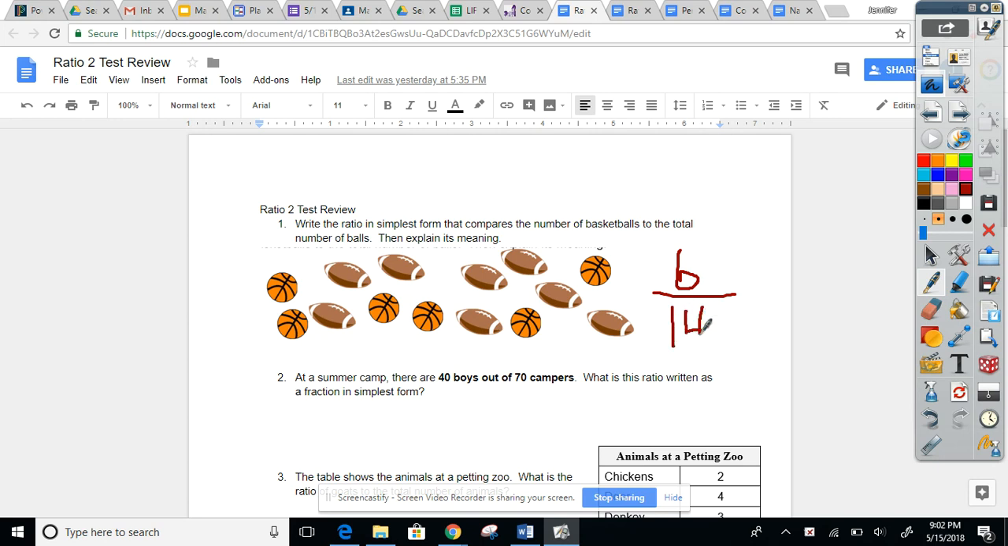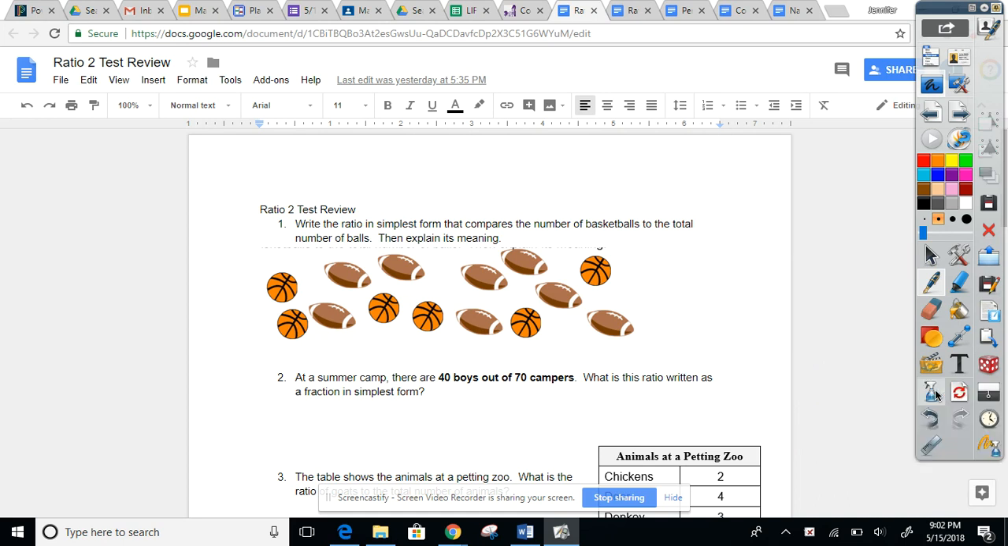Is this my simplified ratio? No. They're both even, so I can divide by 2. 6 divided by 2 is 3, and 14 divided by 2 is 7. So the simplified ratio of basketballs to total would be 3 to 7. You could write it as a fraction, you could write it as 3 to 7, or you can use your colon, 3 to 7.